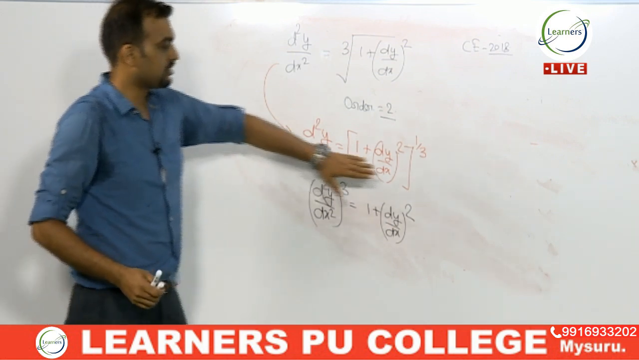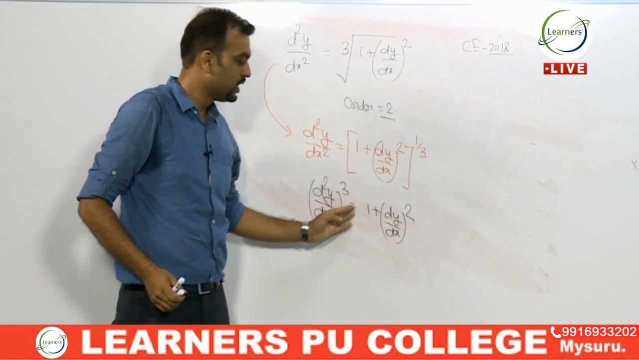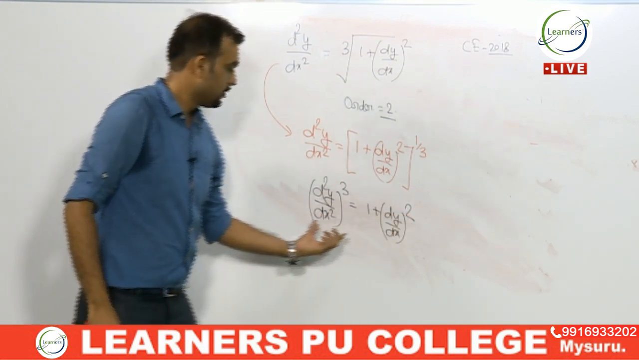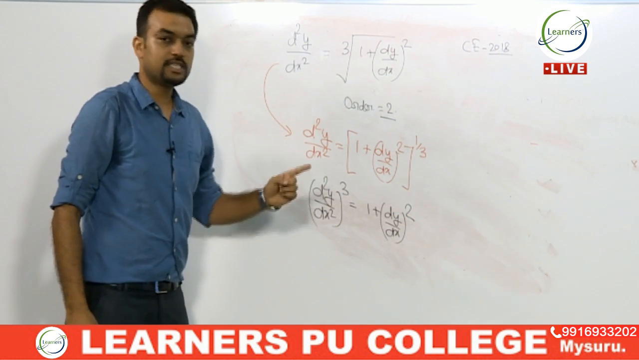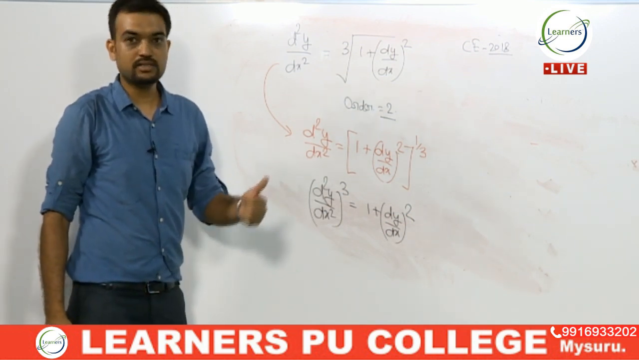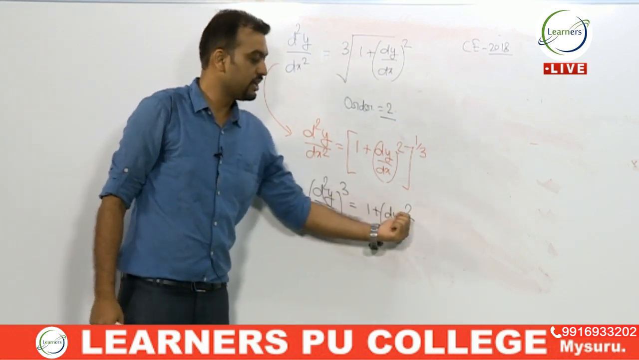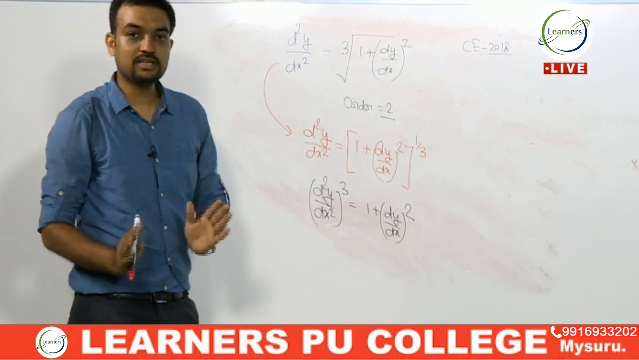Like we have taken the third power of both sides, so this becomes (d²y/dx²)³ is equal to 1 plus (dy/dx)². Now first we have to check whether it is a polynomial in its derivative terms. Yes, it is, because here the power is 3 and here the power is 2, and both are whole numbers. It means it is a polynomial.